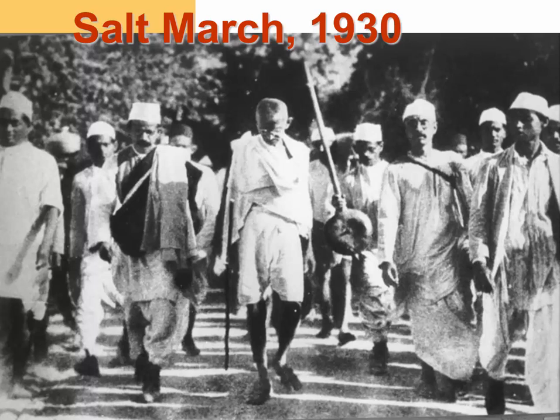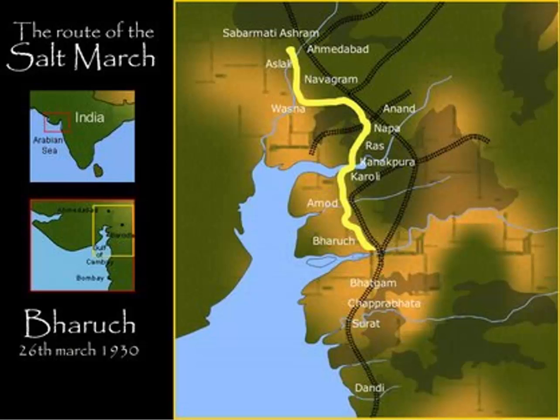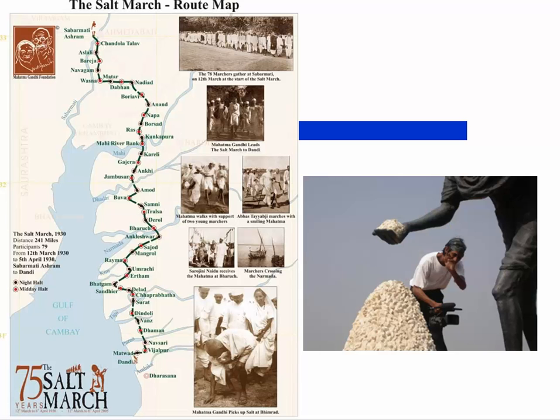Gandhi thought that this would be an issue that would work to unite the people. So on March 12, 1930, he started what's known as the Salt March. This was a 240-mile march to the sea. As he marches, he gathers more and more protesters, and by the time he gets to the sea, he has tens of thousands of protesters following him. And he goes to the sea, and he makes his own salt.